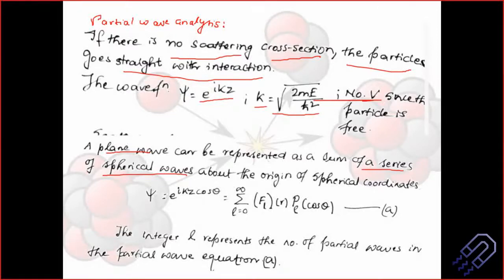There will be some effect, so we need to include theta there. So it is a sum of a series of spherical waves about the origin of spherical coordinates. We are not avoiding the spherical coordinates as of now, we are continuing with it. Then basically we can write it as e to the power ikz cos theta, just including the theta component here. Taking this in a simplified way, although it doesn't look simplified, if you have done Legendre polynomial and Bessel function, you must have come across this.